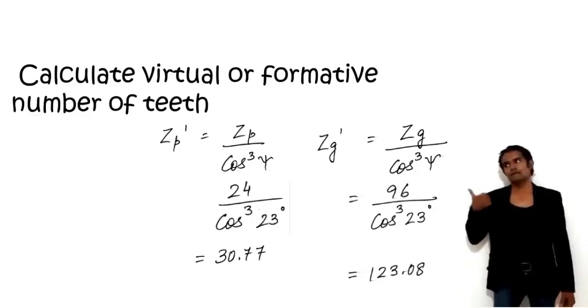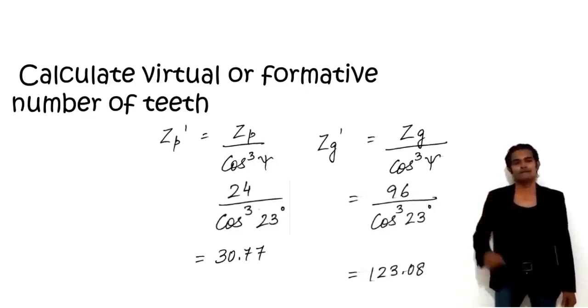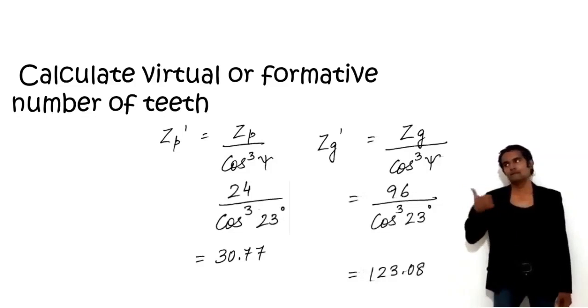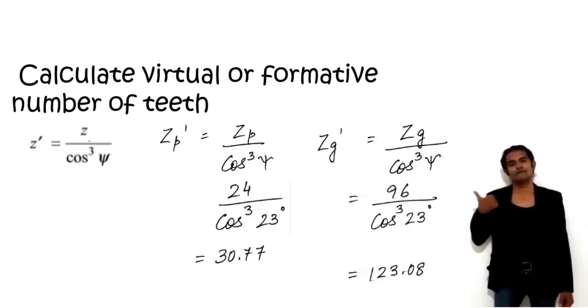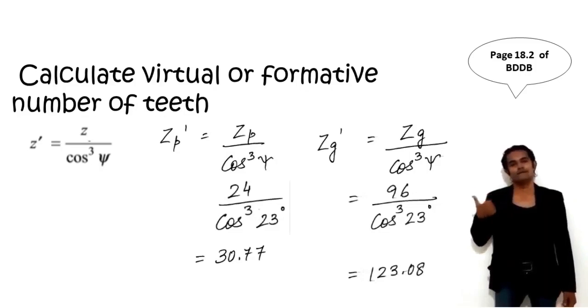Next, we have to calculate the virtual number of teeth. Virtual number of teeth Z dash is Z upon cos cube xi. Right, so Z dash P is ZP upon cos cube xi and Z dash G is ZG upon cos cube xi. So we are just going to put down the values of ZP, ZG and helix angle, that is xi, 23 degree. So we will find out Z dash P, virtual number of teeth on pinion, and Z dash G, virtual number of teeth on gear, which is Z dash P is 30.77 and Z dash G is 123.08. This formula you can find on page 18.2 of Bhandari design data book.